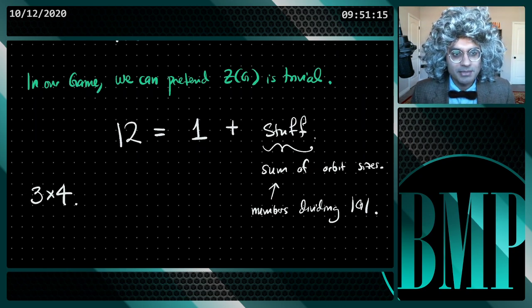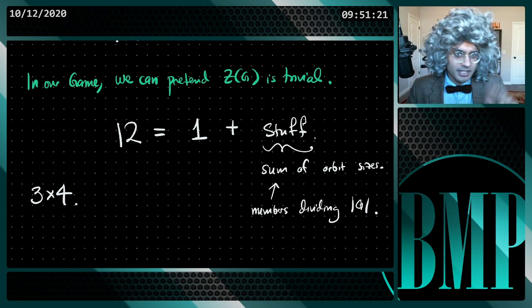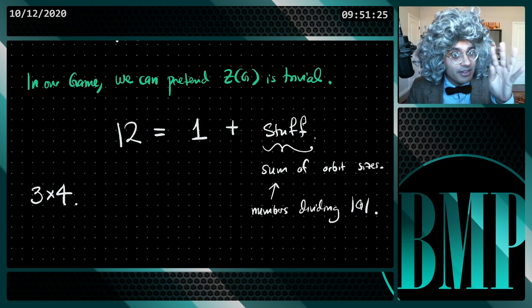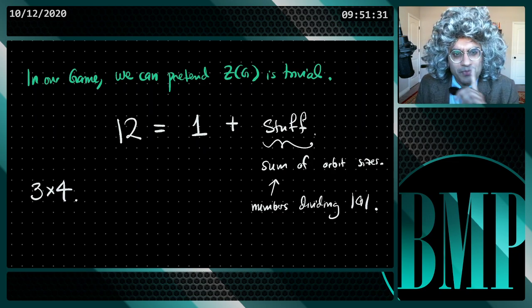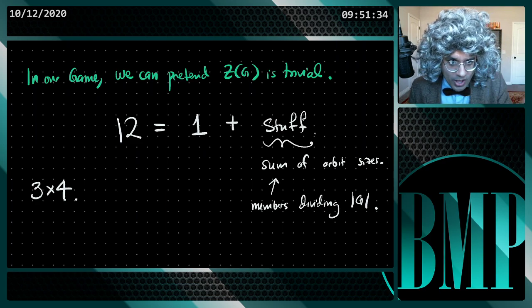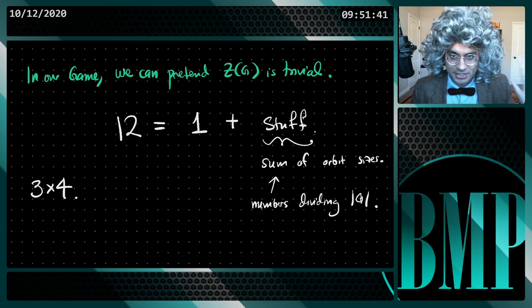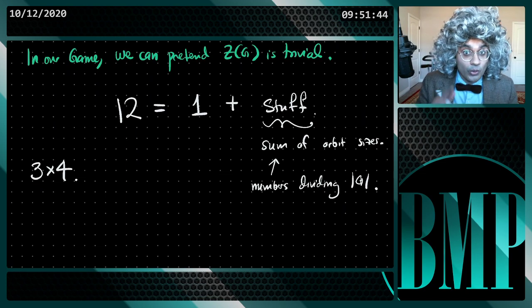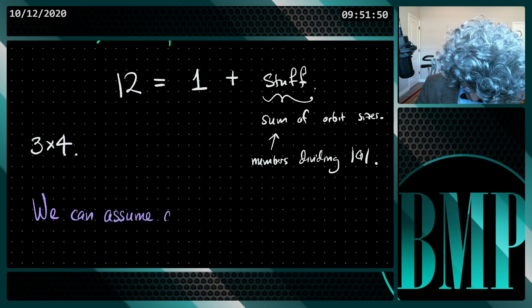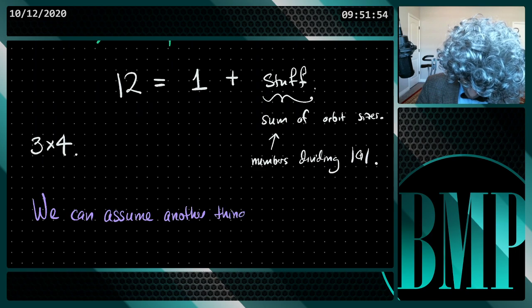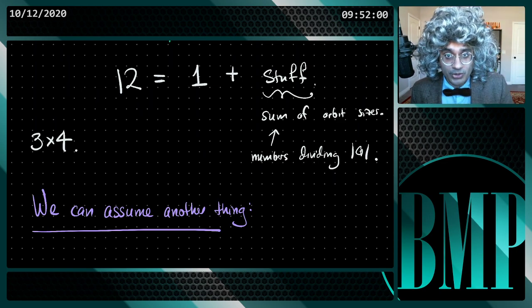Think about it. It's a bunch of numbers that are bigger than 1 and dividing 12. So right now it looks like it can be 2, 3, 4, 6. Can't be 12. However, they have to add up to 12. So there are 10,000 ways to proceed here. There's not just one way to go. But what I want to emphasize is we can assume another thing: that no orbit has size 2 or 3.